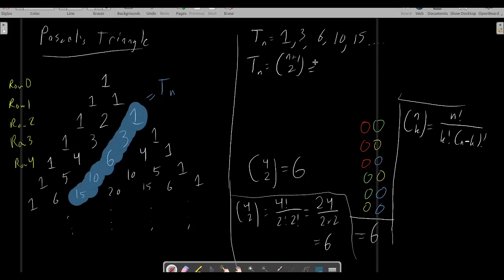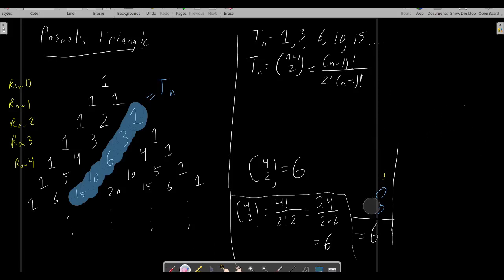And that gives us a formula in terms of factorials. Namely, the nth triangular number is equal to n plus 1 factorial divided by the product of 2 factorial and n minus 1 factorial. We can take this one step further. Remember, the k factorial is the product of all integers from 1 up to and including k.